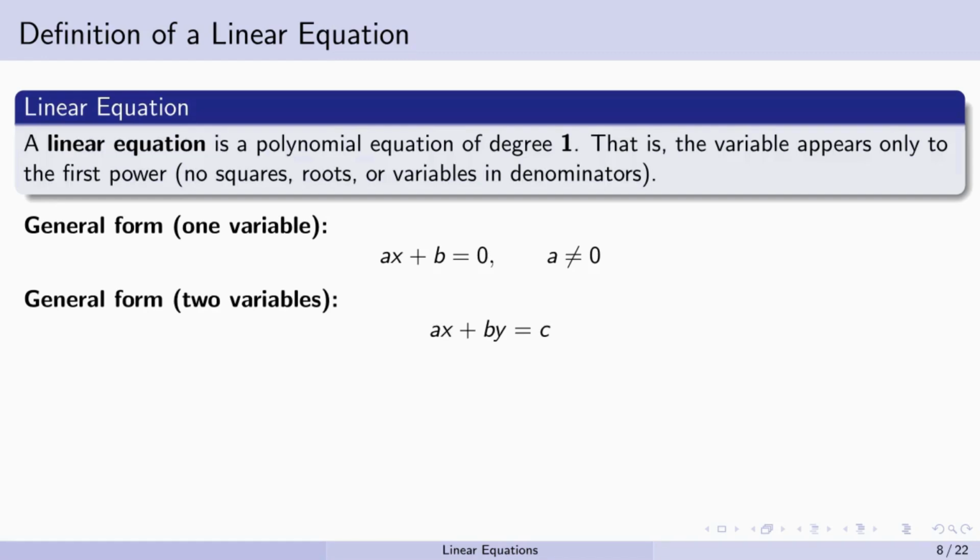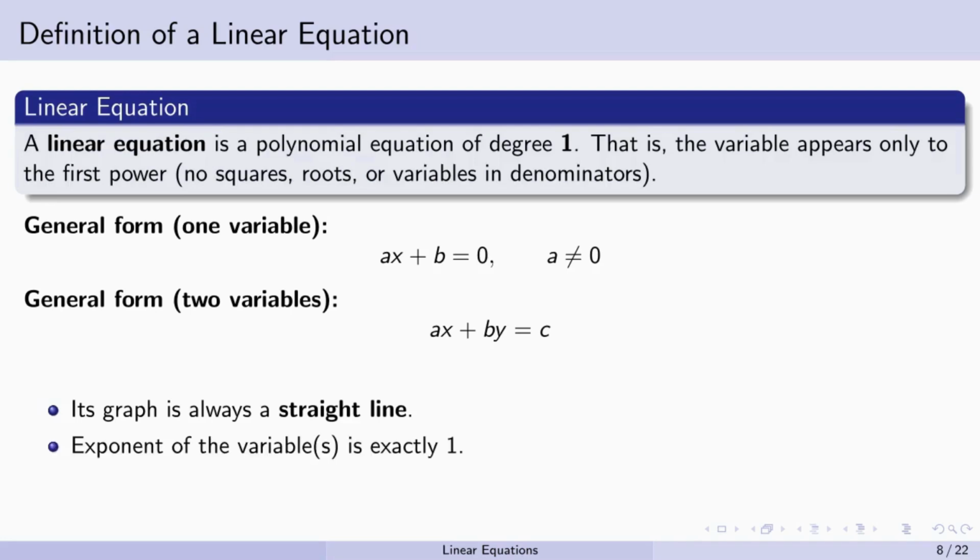In two variables, like x and y, it looks like ax plus by equals c. This is the form you'll use later for graphing. A few defining traits to lock in: its graph is always a perfectly straight line. That's actually why it's called linear. So it can be increasing or decreasing. The exponent on the variable is always exactly 1.